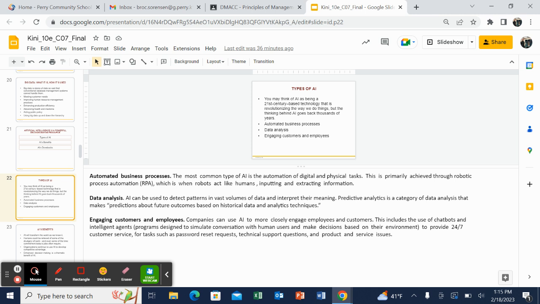And then we have engaging customers and employees. Companies can use AI to more closely engage employees and consumers. This includes use of chatbots and intelligent agents to provide 24/7 customer service or for tasks such as password resets, technical support questions, and product service. You guys have probably dealt with AI in that way in terms of resetting passwords, tech support, questions or issues about products or services.